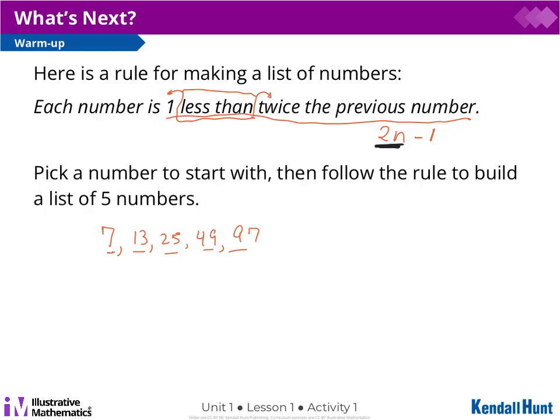So now, pick a list of 5 numbers. I just started out with 7. If I multiply by 2 and subtract 1, I get the next numbers. And they wanted us to build a list of 5 numbers.